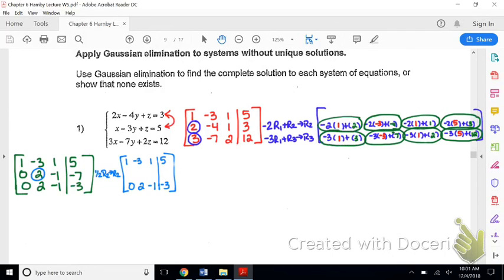And then I'm just going to take each one of these numbers in the second row and multiply them by 1/2. So 0 times 1/2 is 0. 2 times 1/2 is 1. -1 times 1/2. -1 times 1/2. And -7 times 1/2. -7/2.